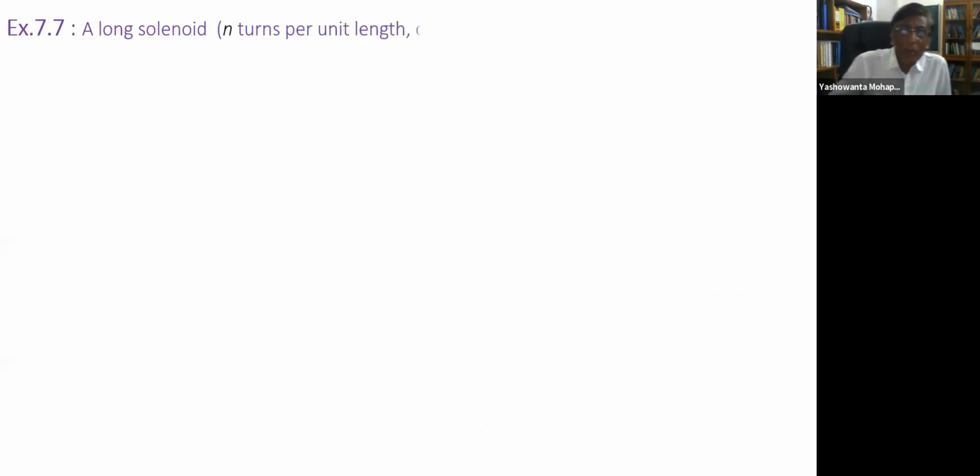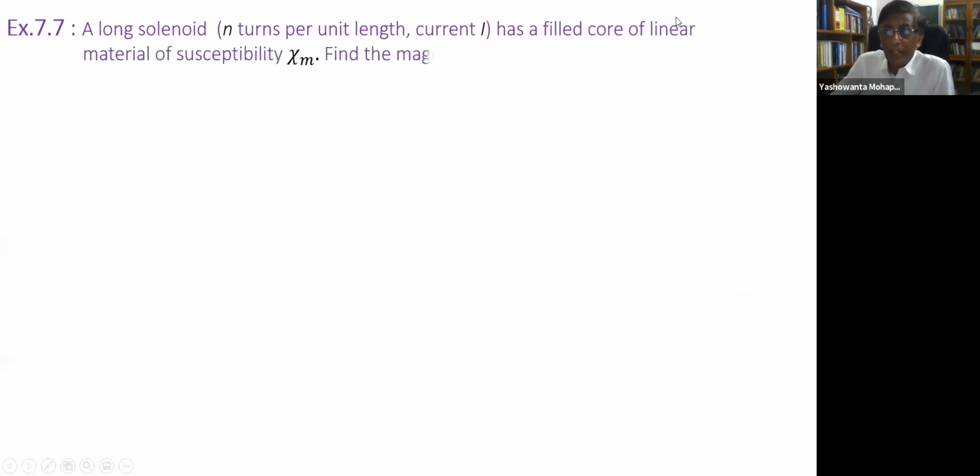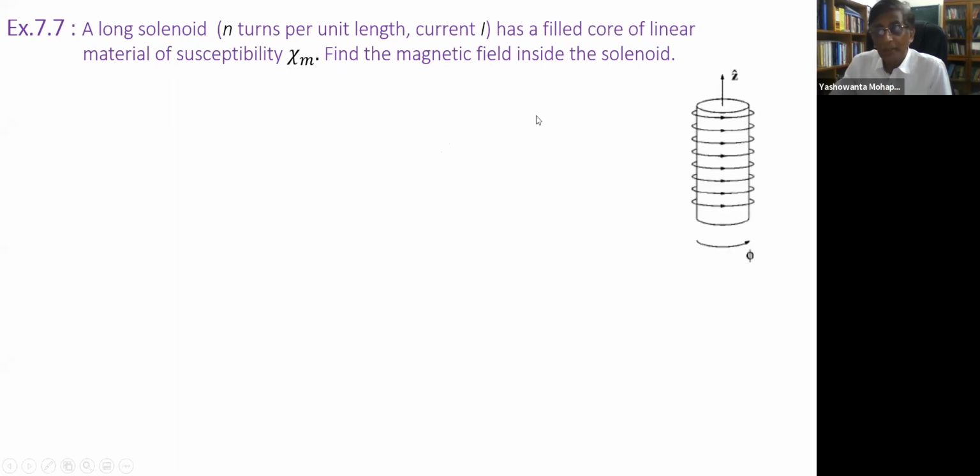Take a long solenoid, let's say n turns per unit length, small n, and current I, and a core of linear material of susceptibility chi m. Find the magnetic field inside the solenoid. This is a typical use of magnetic material. That is, you have a solenoid and you have put a magnetic material inside, and you want to find out the magnetic field. So this is the solenoid, and you have filled it with a core, and there's a current I going circumferentially. Of course the current is in the phi direction, and chi m is the magnetic material.